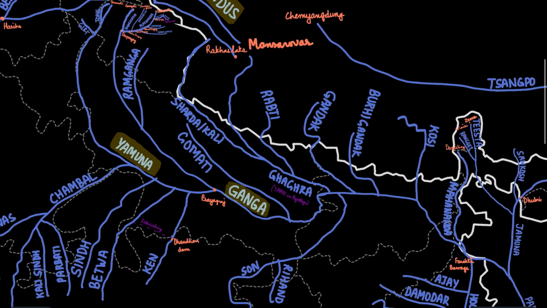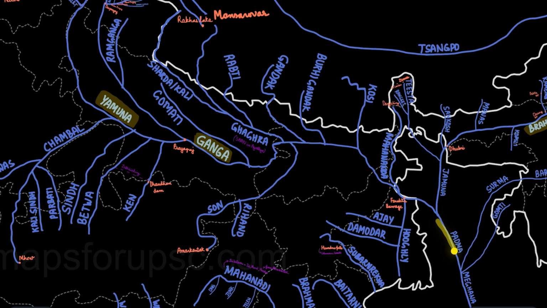The Gangetic River Basin basically starts from the state of Uttarakhand and then goes through Uttar Pradesh, Bihar, then into West Bengal, and then finally it drains into the Bay of Bengal in Bangladesh, where it merges with the Brahmaputra River. Here it is called Meghna.